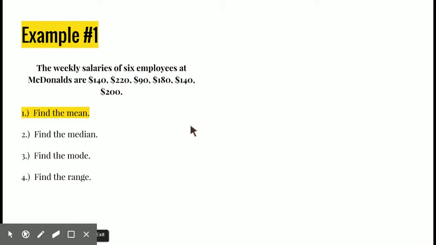So let's look at an example, and we're going to find the mean, median, mode, and range for each of these. So first it says the weekly salaries of 6 employees at McDonald's are $140, $220, $90, $180, $140, and $200. And we want to find the mean, median, mode, and range for each of these. So let's start with the mean.